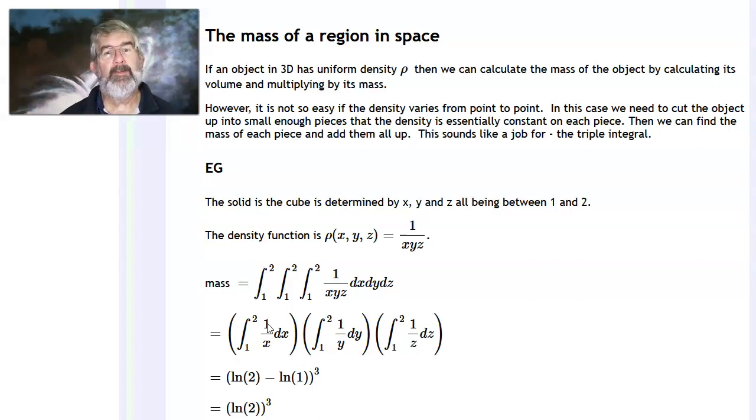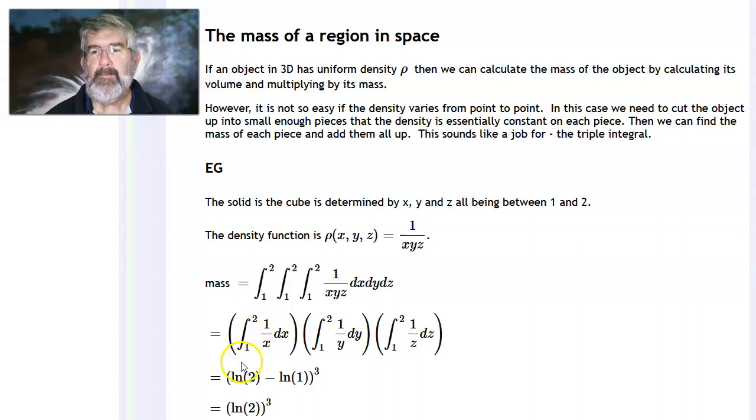We're cutting them up into small little pieces, small enough that we can assume on that little piece the density is constant, and so we find the volume of that little piece times the density to be the mass of that little piece, and then you do that on all of the little pieces in your object. Again, each little piece may have different density to the other pieces, but within that piece it's constant.